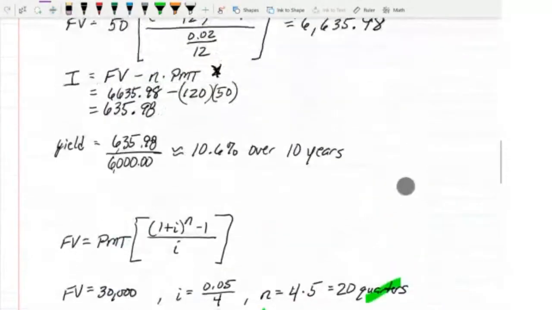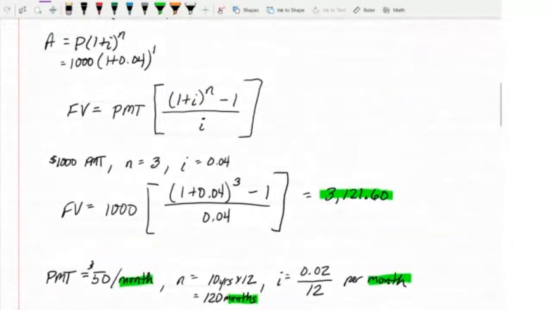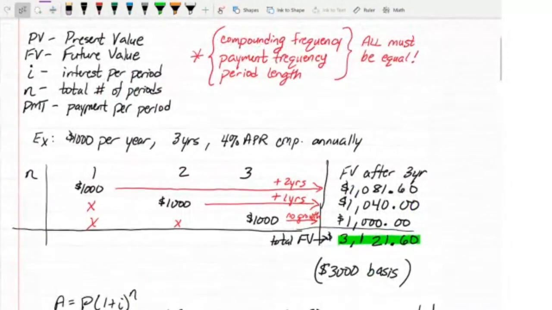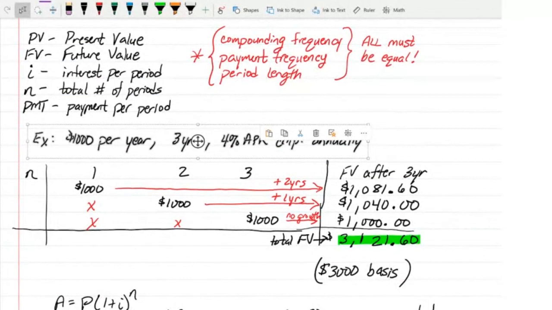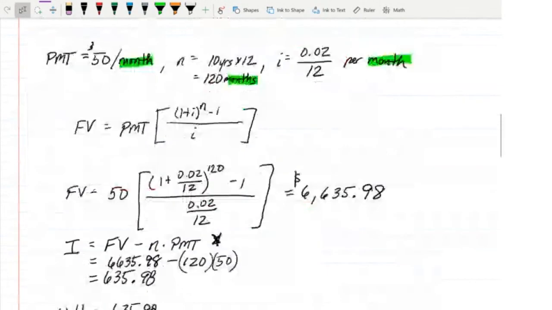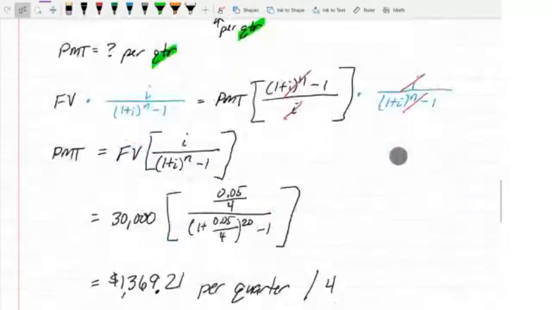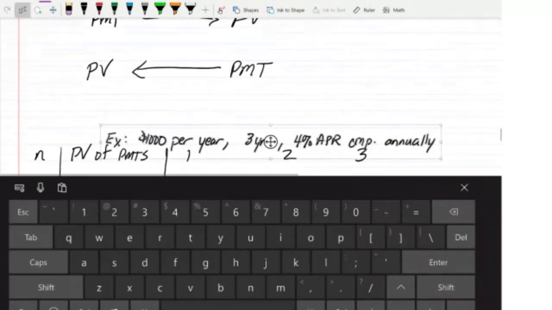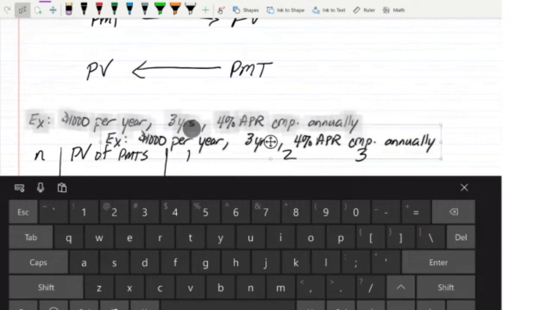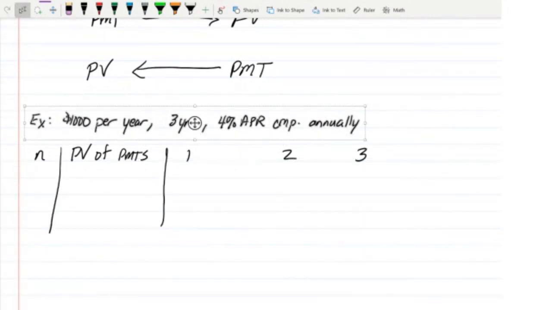I'll try not to scroll too fast. I don't want to make anybody sick. On the table, it was $1,000 per year for 3 years, 4% APR compounded annually. I'm super lazy. I'm just going to copy and paste that down below. Copy, paste.